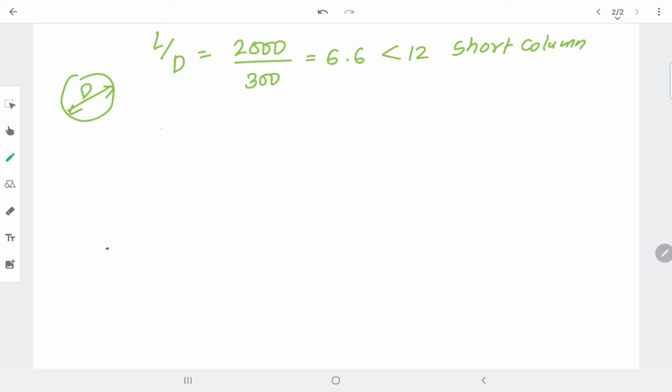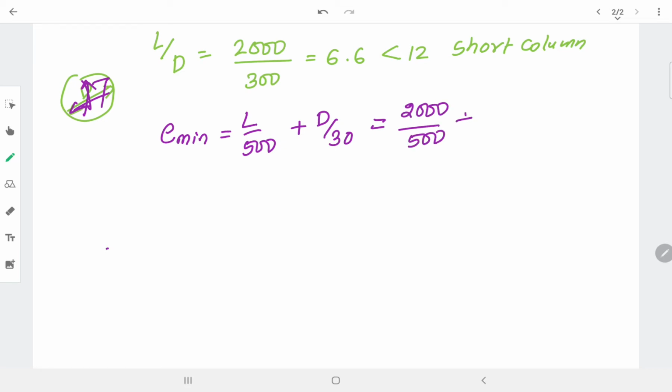Now I'll be checking with the eccentricity, that is e minimum. I'll not be getting it in two directions, so L by 500 plus D by 30. Only one direction I'll get, everywhere we'll be getting the same D. So L by 500 is 2000 divided by 500, plus 300 divided by 30. It is equal to 14.